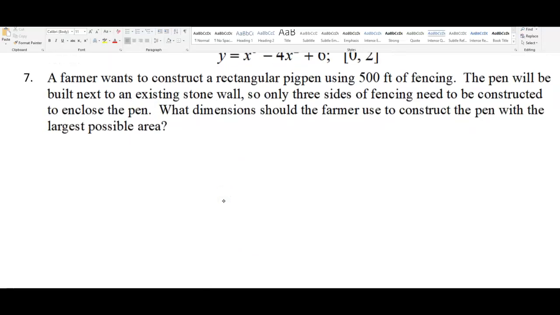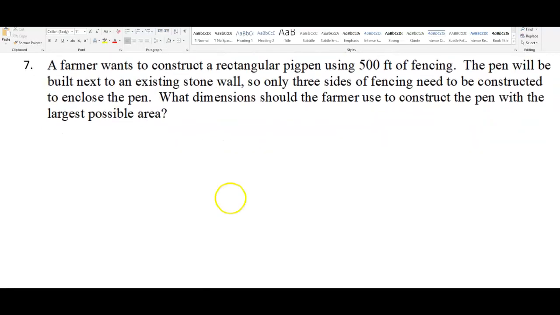Oh boy, optimization problems. Okay, here's the problem I promised you guys would be there. We got a farmer constructing a rectangular pig pen, 500 foot of fencing. It'll be built next to an existing stone wall. We want to find what dimensions should we have in order to guarantee that we have the largest area.